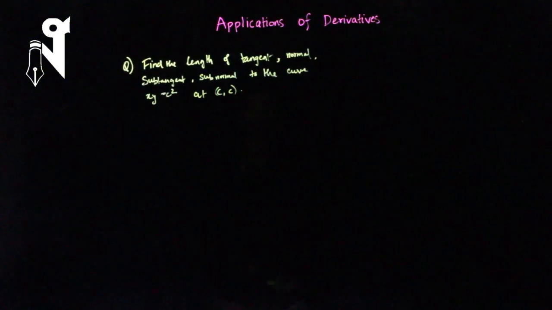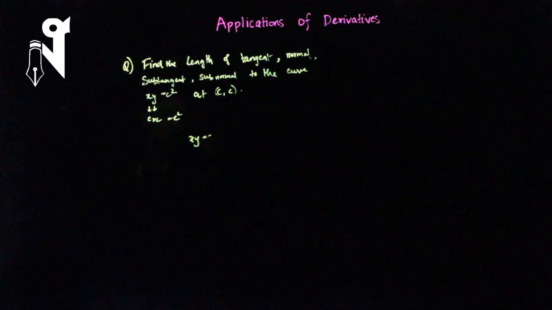Let's just look at a question on the length of tangent, subtangent, normal, subnormal. Find the length of all 4 of these quantities to the curve xy is equal to c square at the point c comma c. You can check that c comma c satisfies this equation by putting the values of x and y as c. If I put x and y as c, I get c into c, c square, so it satisfies. So I'll just find the slope at point c comma c.